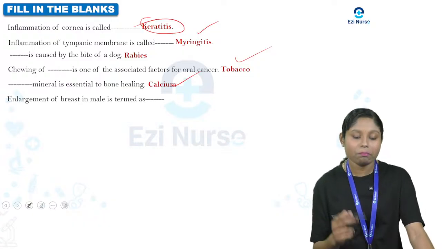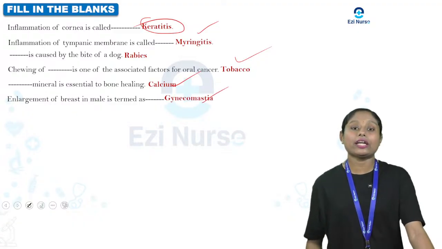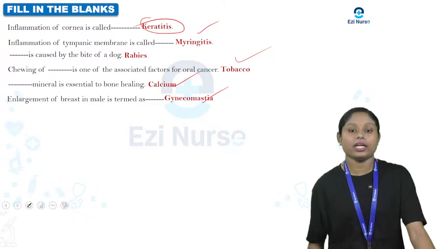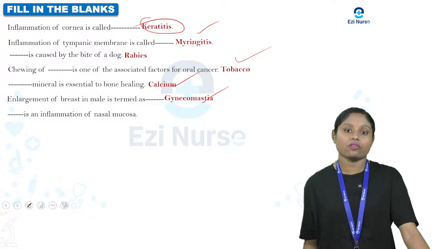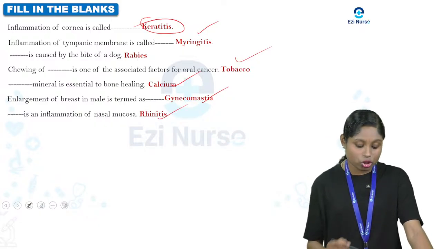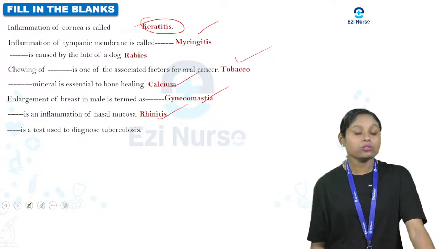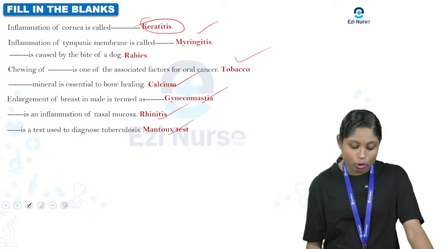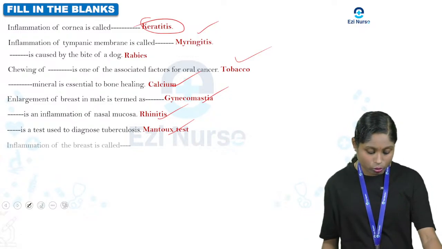Enlargement of breast in male is termed as, what is that condition? It is gynecomastia. Enlargement of breast tissues in males is known as gynecomastia. Dash is an inflammation of nasal mucosa. What is it? It is rhinitis. Rhinitis is an allergic inflammation of nasal mucosa. Dash is a test used to diagnose tuberculosis. What is it? Mantoux test. If we do the Mantoux test, we can diagnose tuberculosis.